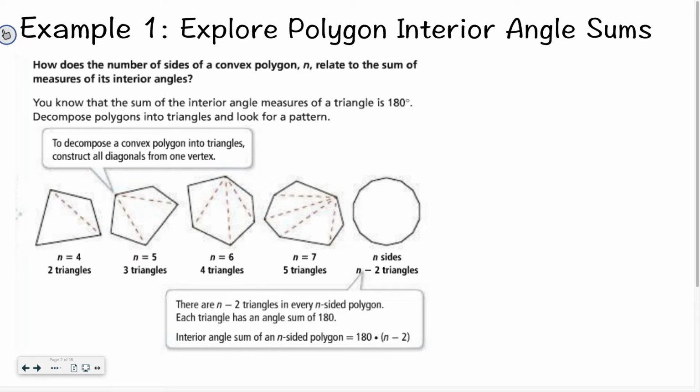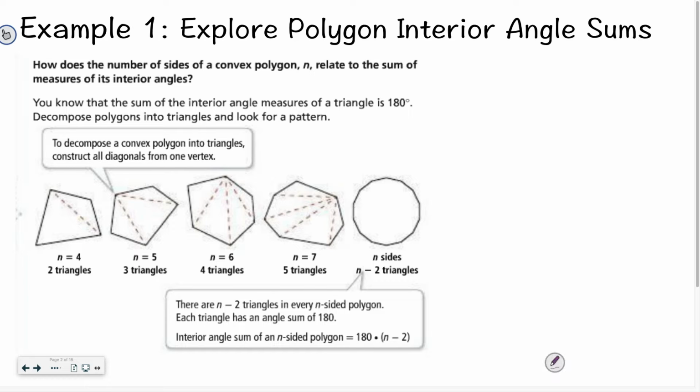Okay, so jumping in, how does the number of sides of a convex polygon, n, relate to the sum of the measures of its interior angles? So n is going to be what we use to represent the number of sides. That's always going to be the variable I use, okay? So you know that the sum of the interior angle measures of a triangle is 180. That's something that we've been working with for years, but we've really been using that this year in geometry. So what if we take all of these polygons with more than 3 sides and break them up into triangles?